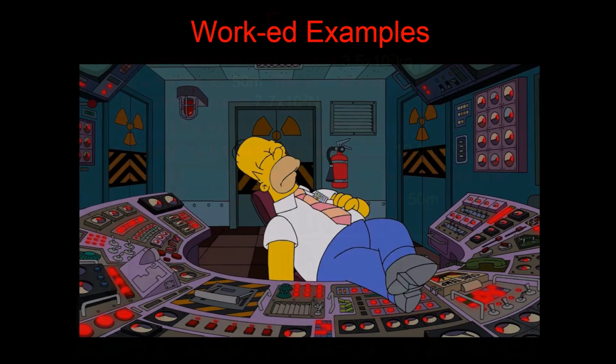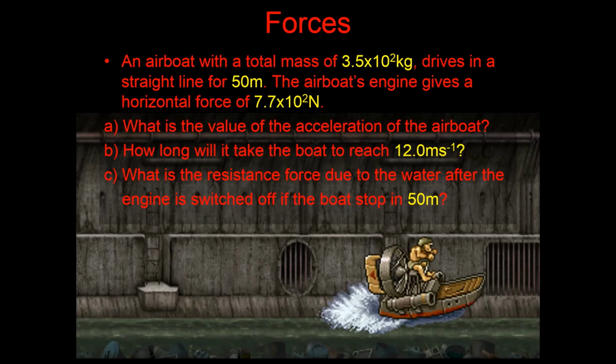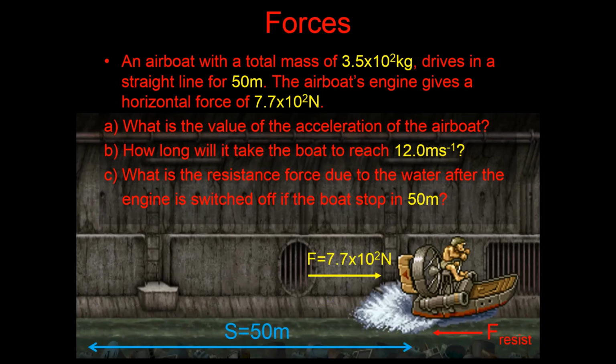So let's return to the airboat. Who doesn't love airboats? And here we have an airboat with a total mass of 3.5 times 10 to the 2 kilograms. He's driving in a straight line for 50 meters. The airboat's engine gives us a horizontal force of 7.7 times 10 to the 2 newtons. What's the value of the acceleration of the airboat is our first question. Part B says how long will it take the boat to reach 12 meters per second, and C, what's the resistance force due to the water after the engine is switched off if the boat stops in 50 meters.